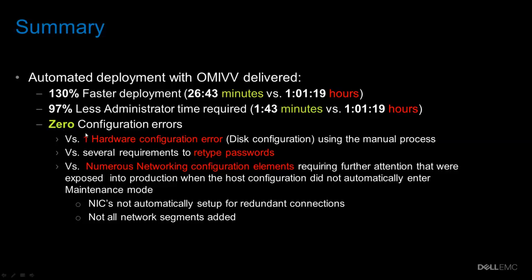0 configuration errors for OMIVV versus 1 hardware configuration error with that disk configuration we showed you using the manual process, versus several requirements to retype passwords, simple human error issues, and also versus the networking configuration elements that needed to be added in later, but which could have accidentally caused the system to go into production when the host configuration did not automatically go into maintenance mode. So at some later point, this administrator is still going to have to go in, set those NICs up for redundant connections, and add in those network segments.